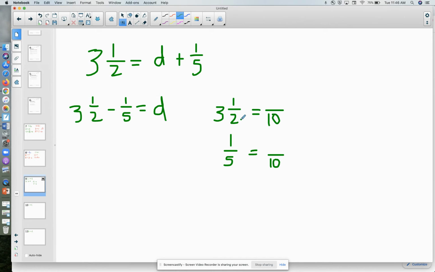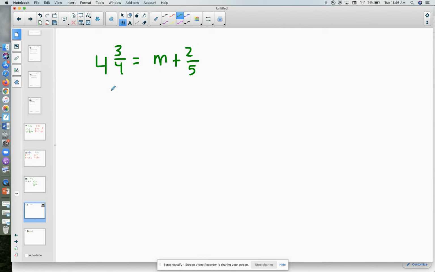Okay? 2 times what is 10? 5. So 1 times 5 is 5. 5 times what is 10? 2. So 1 times 2 is 2. So now you're able to subtract. 3 is right here. 5 minus 2 is 3. And then that's 10. So 3 and 3/10. See that?